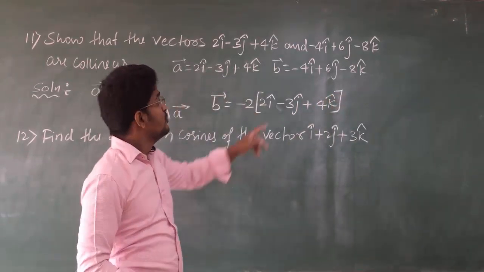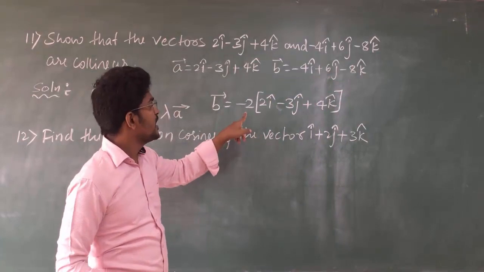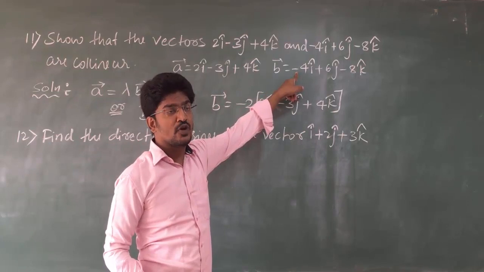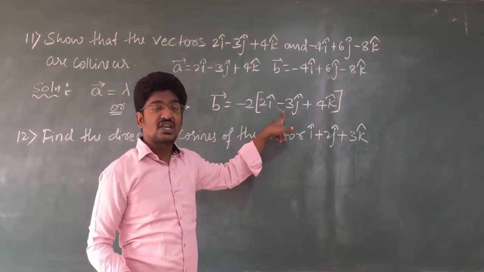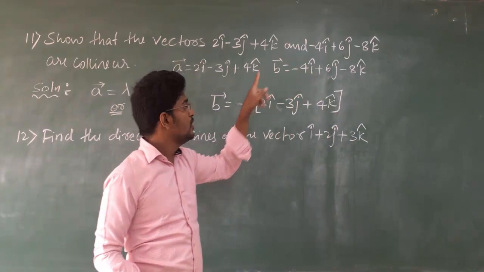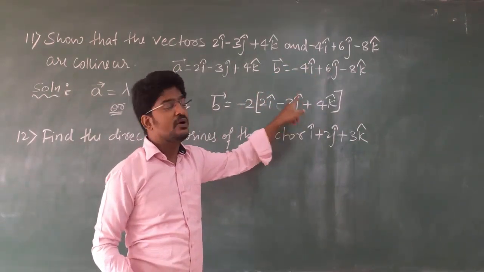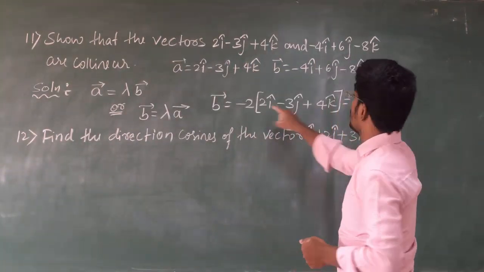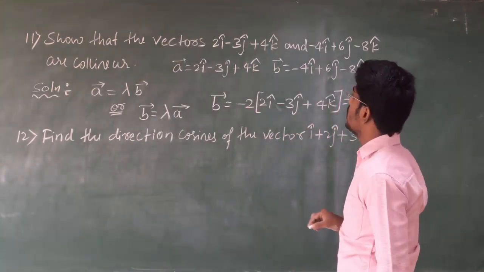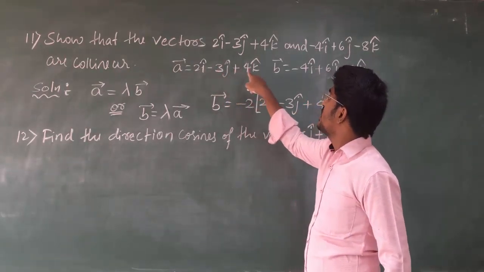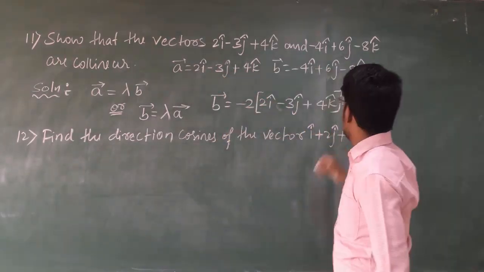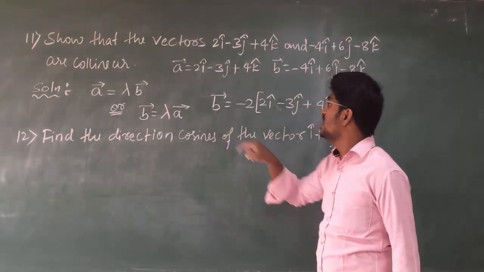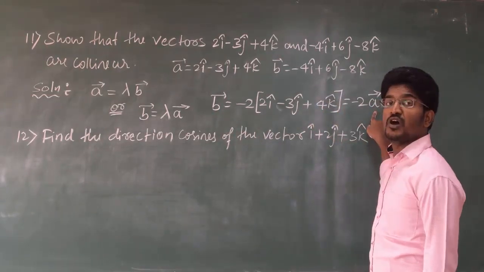From these three terms, which term am I taking common? Minus 2. So minus 2 times 2i cap is minus 4i cap, minus 2 times minus 3j cap is plus 6j cap, minus 2 times plus 4k cap is minus 8k cap. So this is equal to what? Minus 2 times (2i cap minus 3j cap plus 4k cap), that is vector A. So minus 2 times vector A. So vector B is equal to minus 2 times vector A.